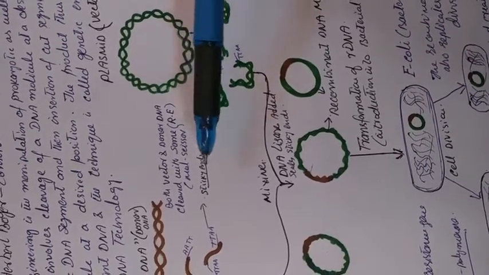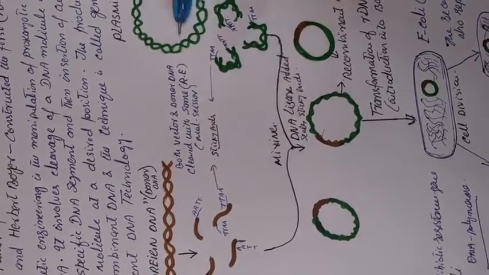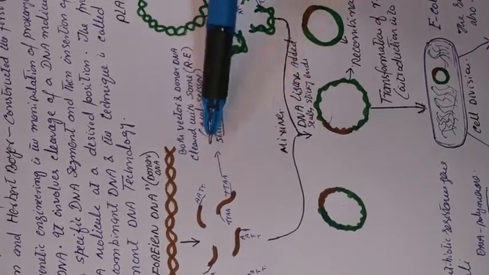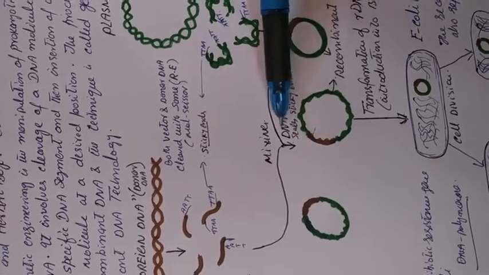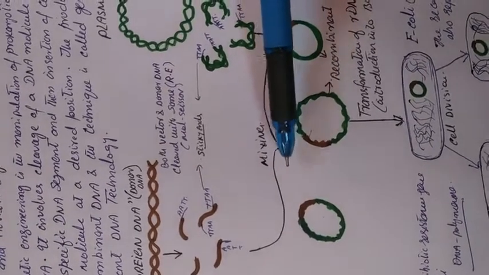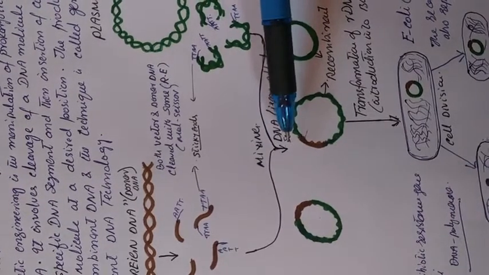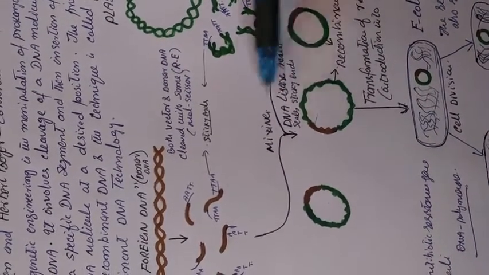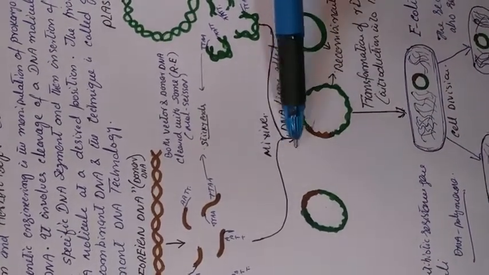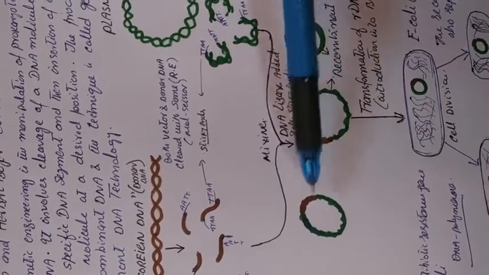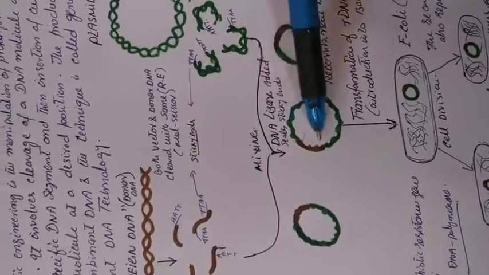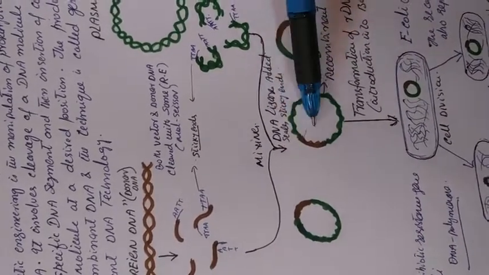Now, linking of the piece of foreign DNA with the vector was done with the help of an enzyme called DNA ligase, which acts on the cut DNA molecules and joins their ends. Thus, the newly formed DNA having this integrated fragment of the antibiotic resistance gene is called recombinant DNA.